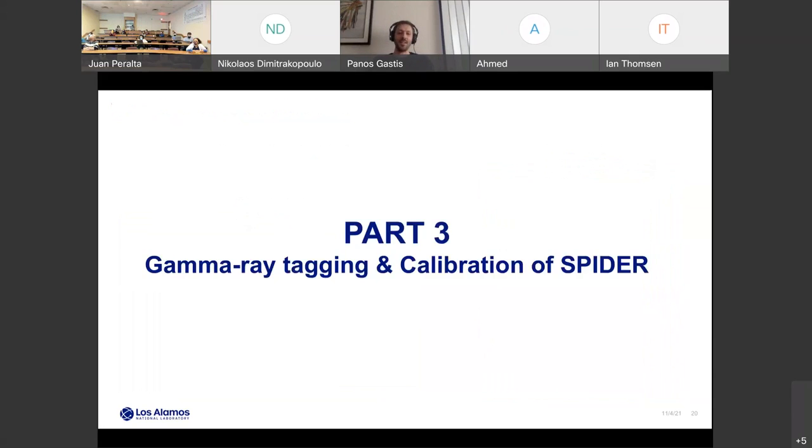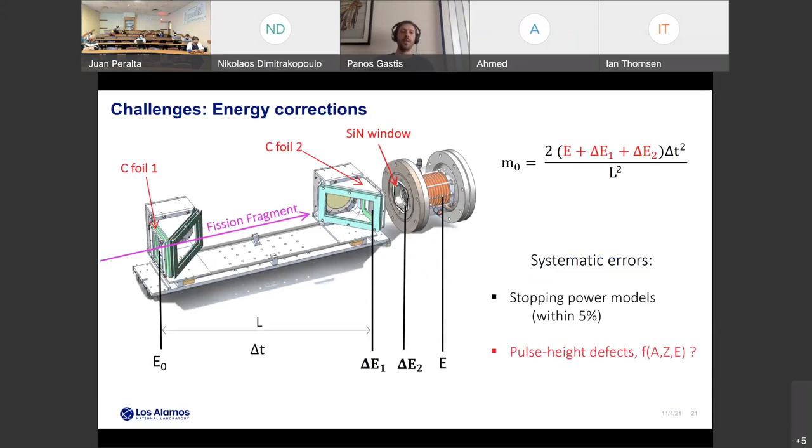Now, this part stops here. I showed you details about the detectors that are used in SPIDER and the 2E2V method. And now I'm going to move to the third part, where I will focus on this gamma ray tagging system that we implement in SPIDER for calibrating. I'm going to quickly jump to the first slide of this part to explain.